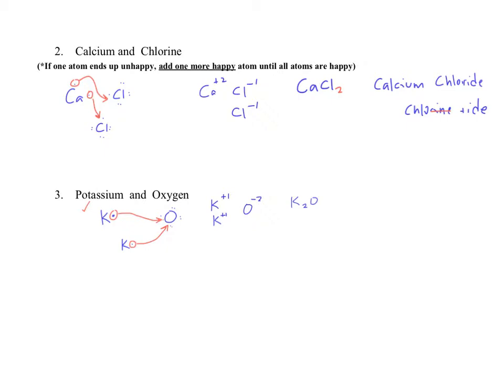So how do I name this? Well, the first is the full name of the metal, which is potassium. And then instead of writing oxygen, I need to add IDE. So to do that, I have to get rid of the YGEN and add it to the ending. So potassium oxygen becomes potassium oxide.